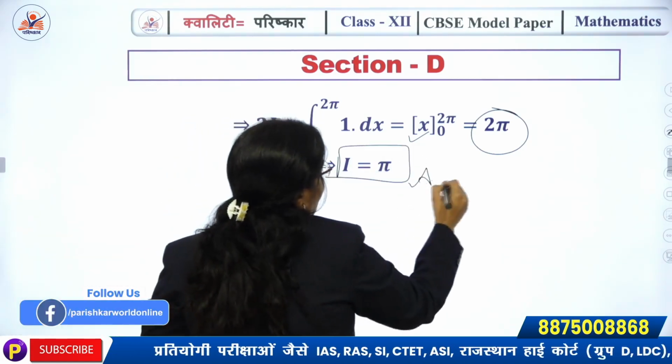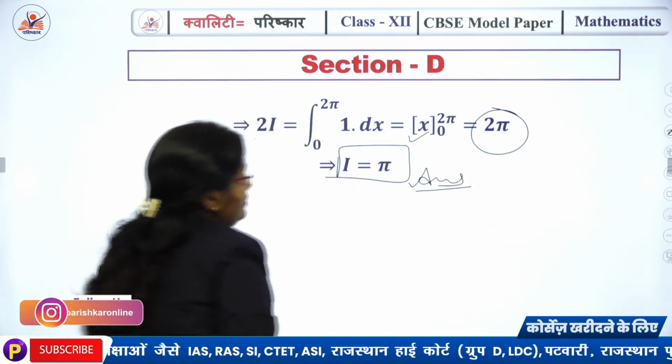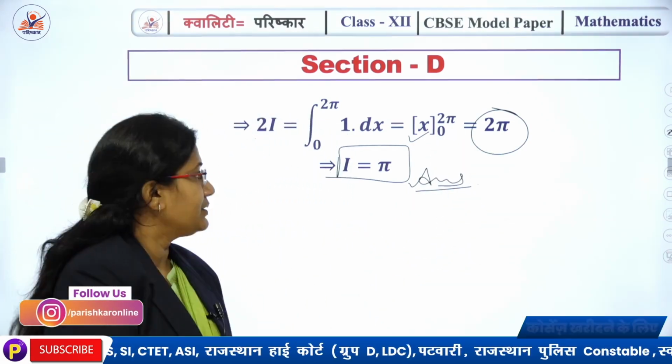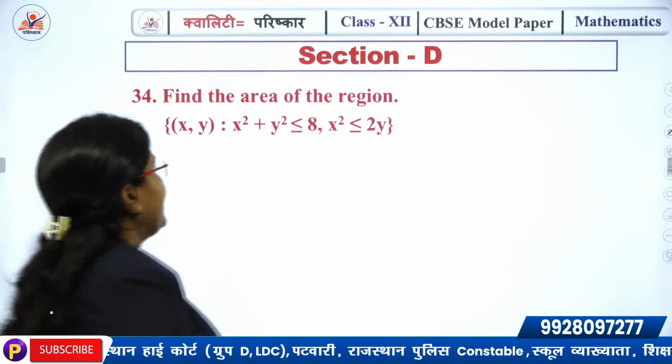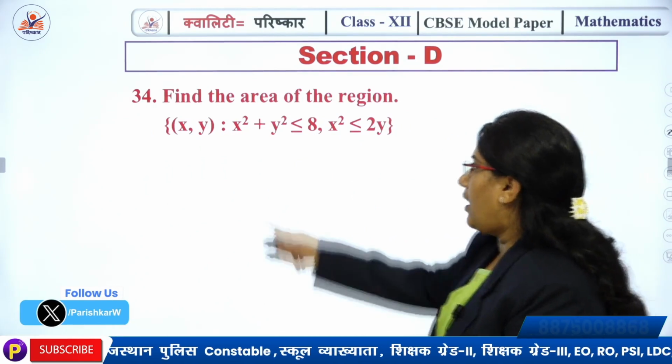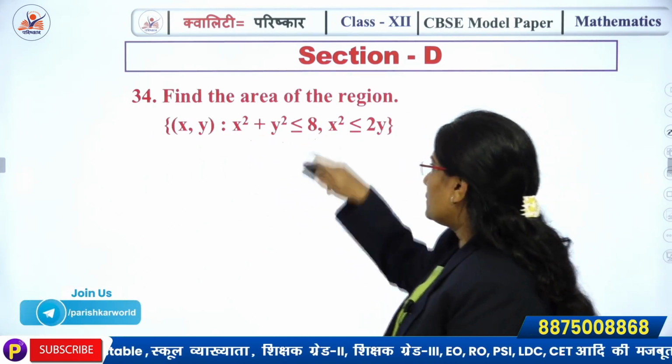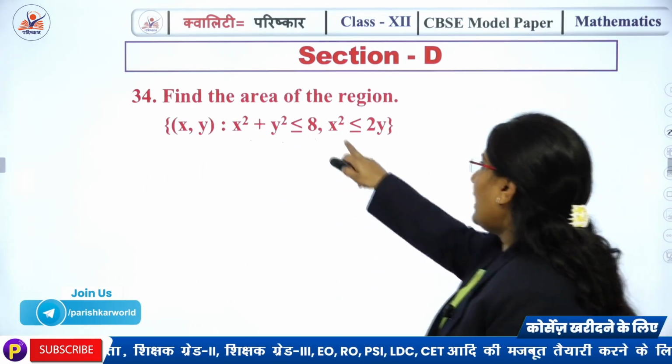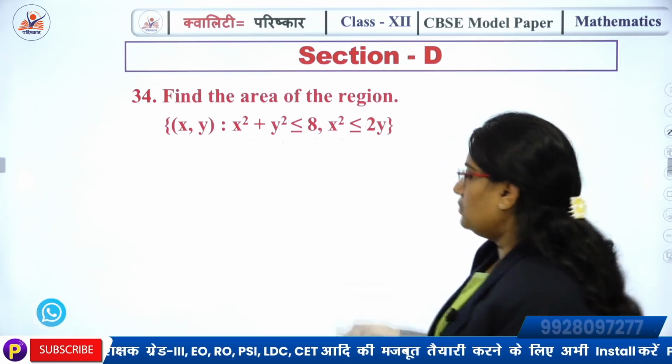Okay student, I hope you understand this question. Now the next question is: find the area of the region {(x, y)} bounded by the circle x square plus y square less than or equal to 8 and x square less than or equal to 2y.